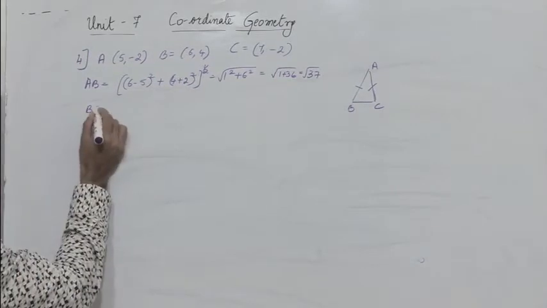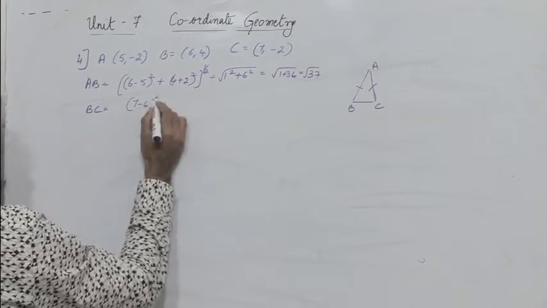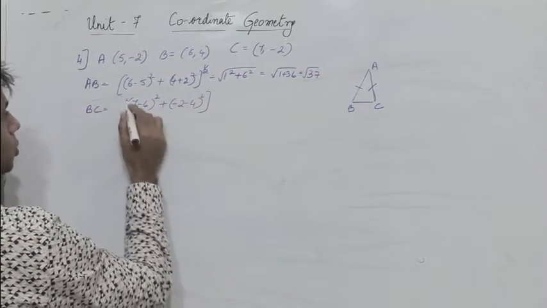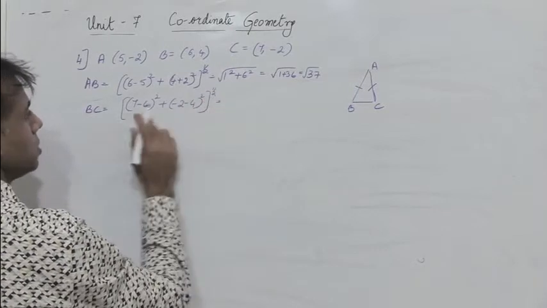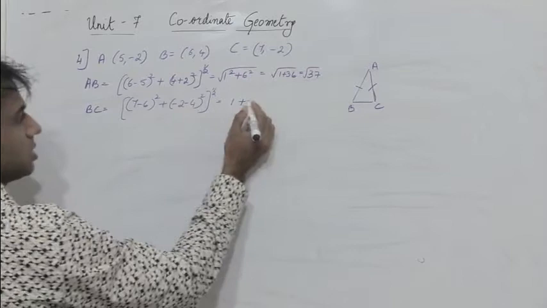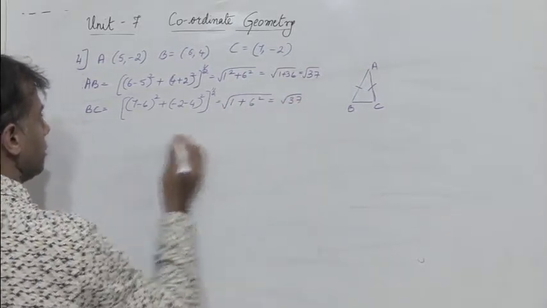Next, BC. So we have the square root of (7 minus 6) the whole square plus (minus 2 minus 4) the whole square. So 7 minus 6 is 1. Then again here we have minus 6 the whole square, which is 6 square. So this is again root 37.